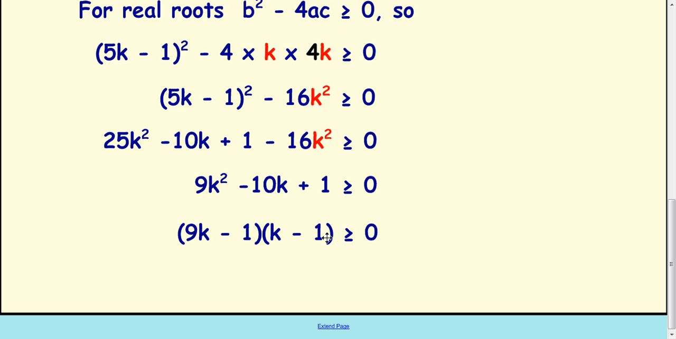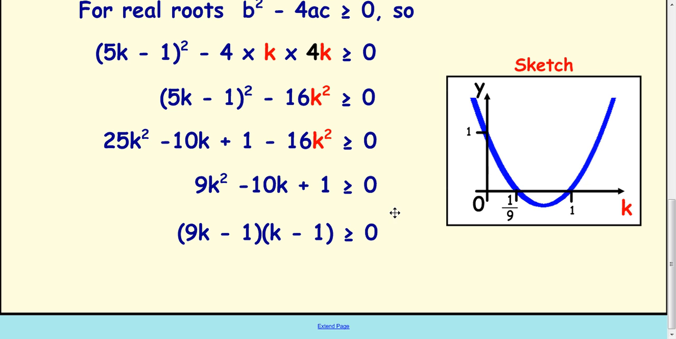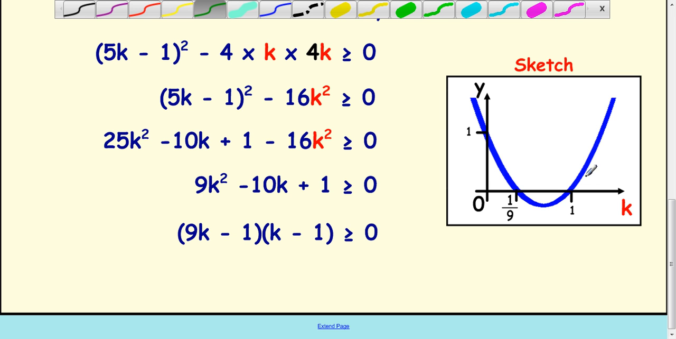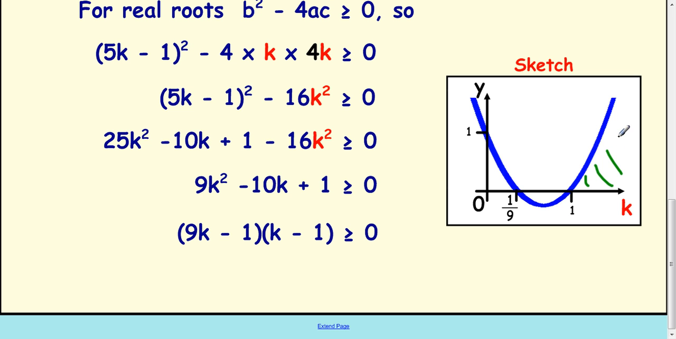Next thing to do to find out when this is greater than or equal to 0, sketch the graph. So we've got roots at a 9th and 1, and we're looking for when this is greater than 0. So that's all these values, this side, and all these values, this side. So all this side means that k needs to be less than or equal to a 9th, and this side k needs to be greater than or equal to 1. So a finishing statement.